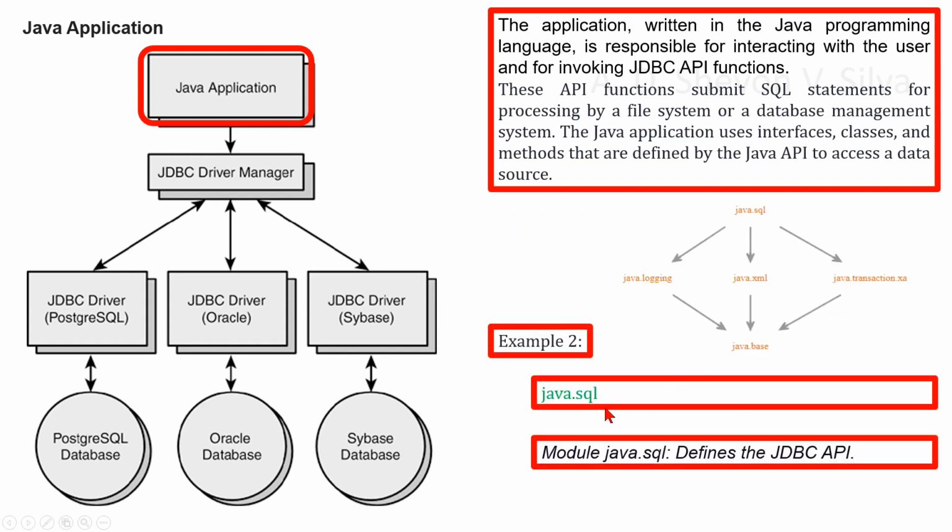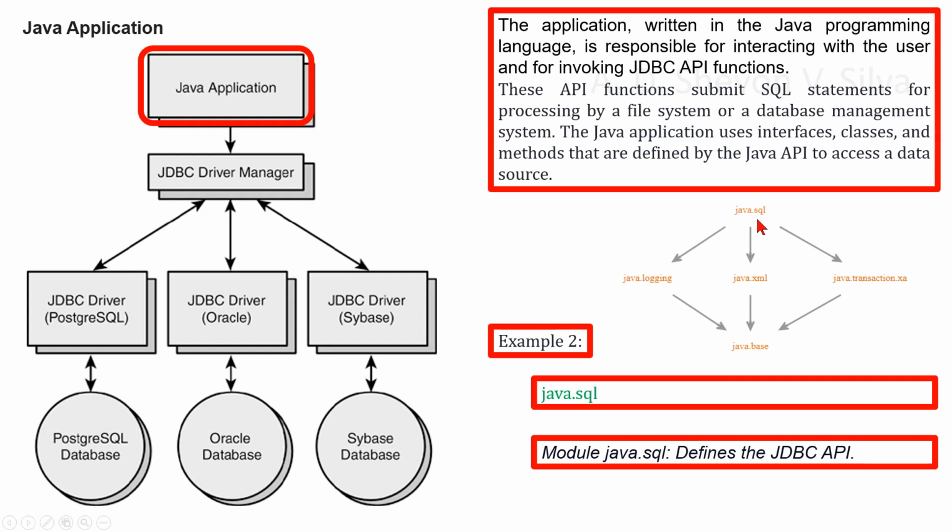As example 2, we can consider module java.sql, which defines the JDBC API. Here you can see the module graph. Here you can see the java.sql module. This module exports the java.sql package and javax.sql package.